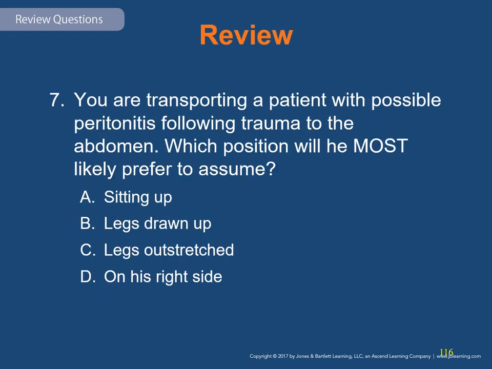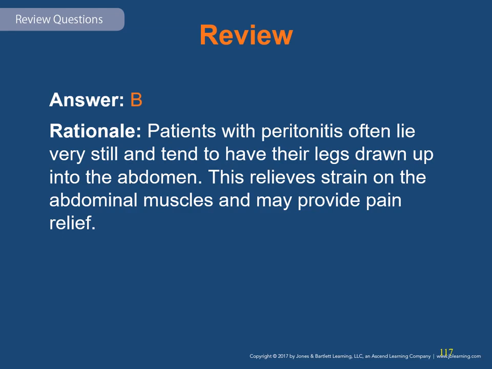Review question 7. You are transporting a patient with possible peritonitis following trauma to the abdomen. Which position will he most likely prefer to assume? A. Sitting up. B. Legs drawn up. C. Legs outstretched. D. On his right side. The correct answer is B.